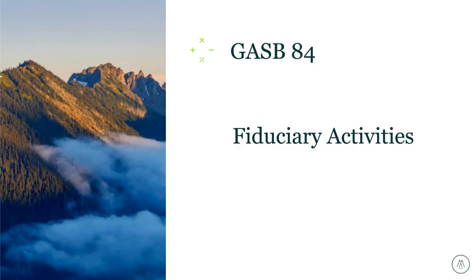Okay, GASB 84, fiduciary activities. This was issued in January 2017 and is effective for fiscal years ending December 31, 2019, so end of this year, or if you're a September 30 year end, it'd be effective for the year ended September 30, 2020. The goal of this standard is to enhance the consistency and comparability of fiduciary activity reporting, as well as improve the usefulness of fiduciary activity information.